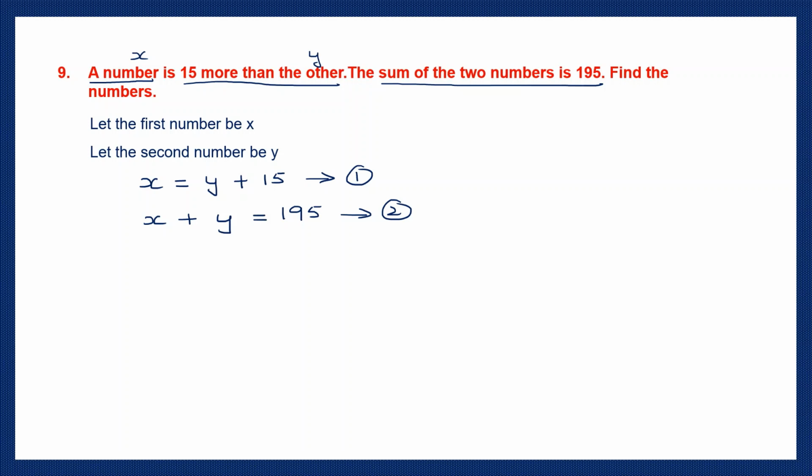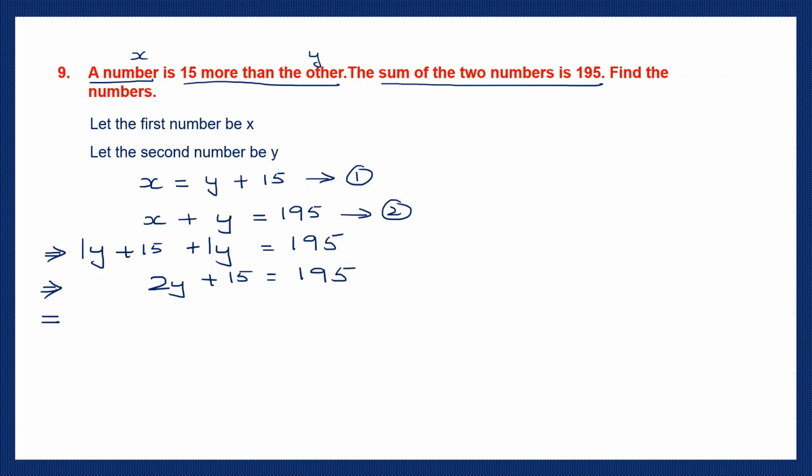What is it equal to? Y plus 15. So let's substitute x with y plus 15. Then continue. Here it is y equals 195. This way we can find the value of y first. So 1y here and 1y. So that will be 1 plus 1 is 2y plus 15 is equal to 195.